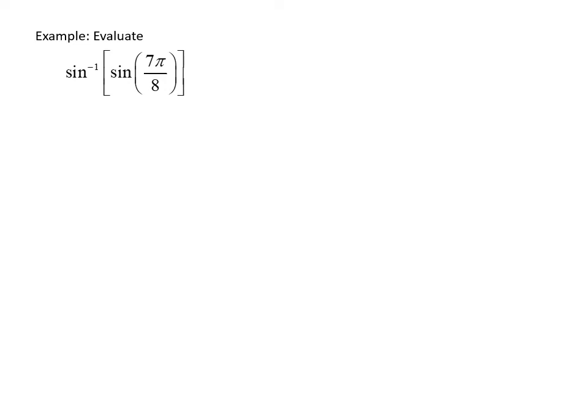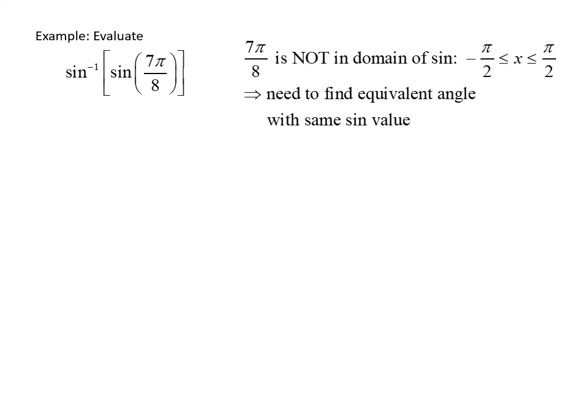All right, for our next example, we're going to do the inverse sine of the sine of 7 pi over 8. So again, we start with that value, 7 pi over 8. That is not within the domain of sine. That does not lie between negative pi over 2 and pi over 2. So we need to find an equivalent angle that has the same sine value as 7 pi over 8. Now 7 pi over 8 is on our unit circle, so we don't need to worry about a coterminal angle. Instead, we need to find the other value on the unit circle that has the same sine value.